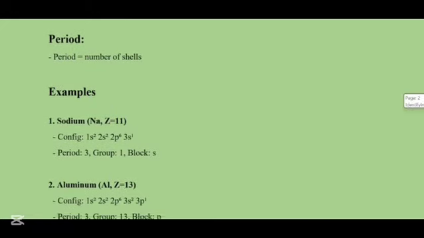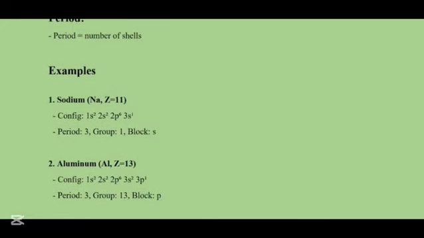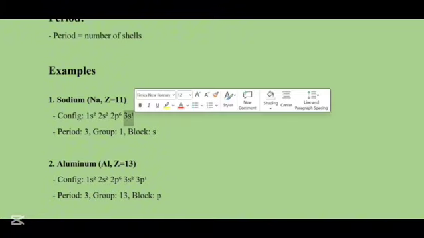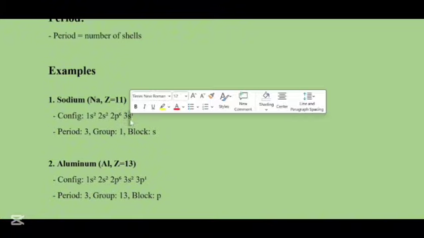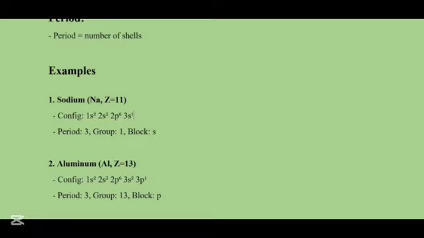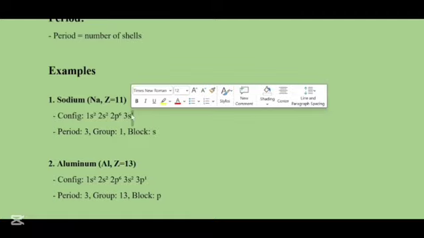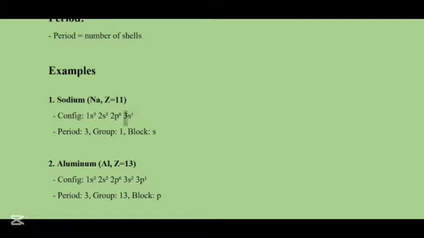Now periods are the number of shells. Example is of sodium. Sodium symbol is Na and its atomic number Z is 11. So its configuration will be 1s2, 2s2, 2p6 and 3s1. This last electronic configuration means that it belongs in the S block and it belongs in the group number 1 and its period is 3.